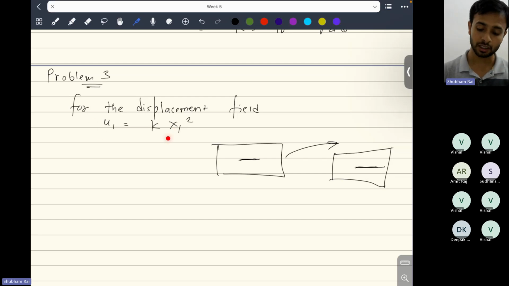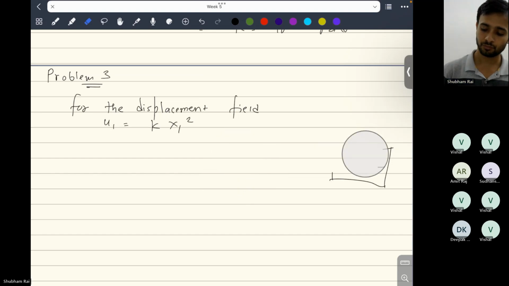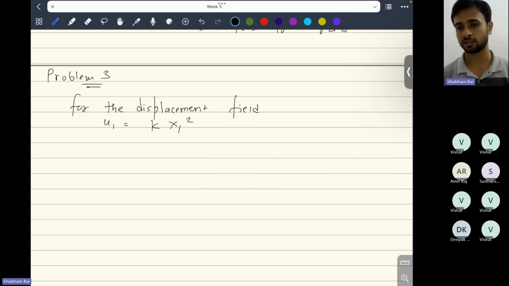So displacement is quadratically dependent on x1. Let's say at this point your displacement will be k x1 square, so this point will get displaced by k x1 square. Now the next point, as you are increasing in x, your displacement will also increase quadratically. The displacement of this point will be more than the previous point. There is a meaning behind it, because it is telling about how your line elements are going to deform from the reference configuration to the current configuration.